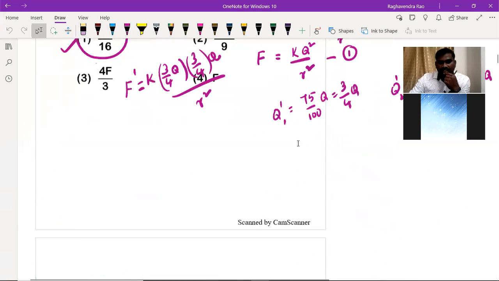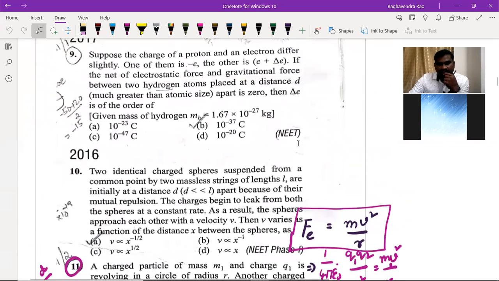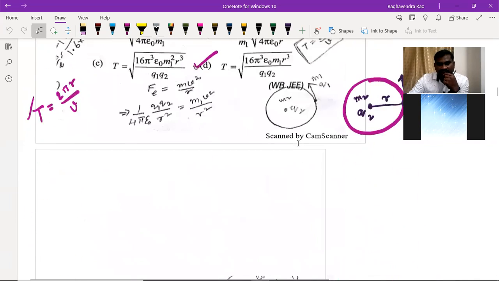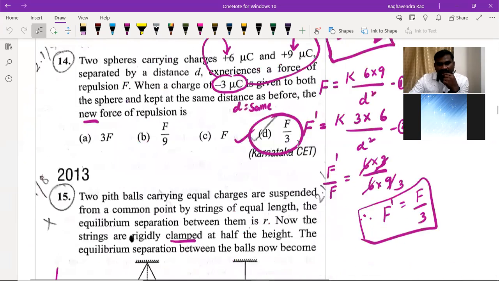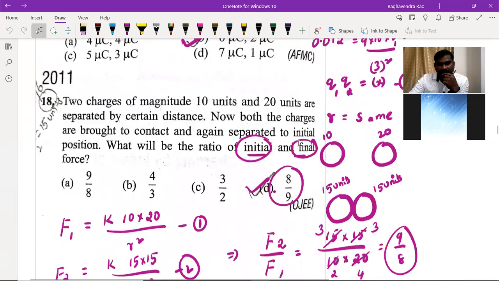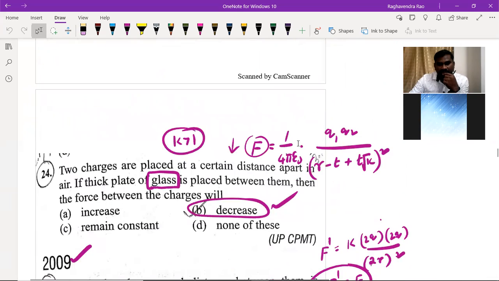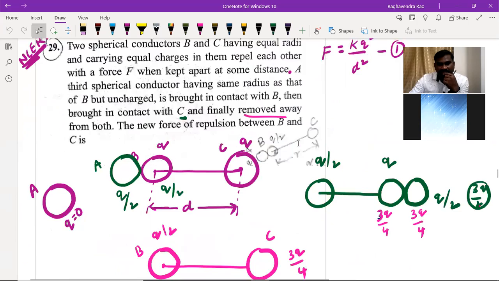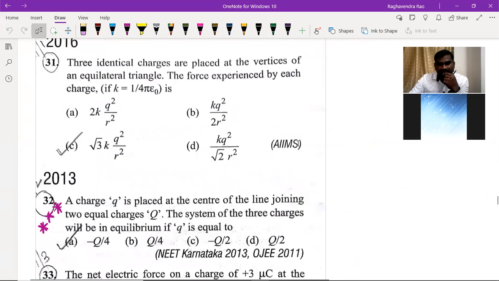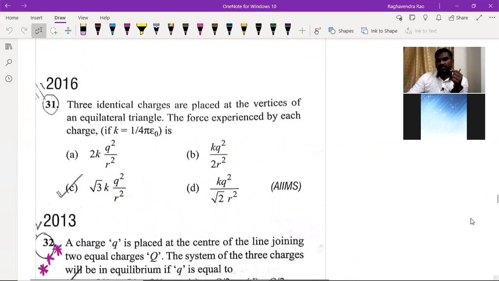Coulomb's law related questions, we discussed already yesterday. See this question. Three identical charges are placed at the vertices of an equilateral triangle. The force experienced by each charge is.